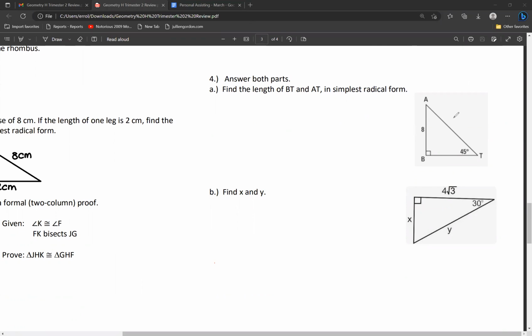Okay. So length of BT. So this length, that length right there. How can we find it? Can we use a trig ratio? What'd you say? We're on 4A, right? 4A. Yeah. So they're asking us to find this distance right here. How can we find that distance?